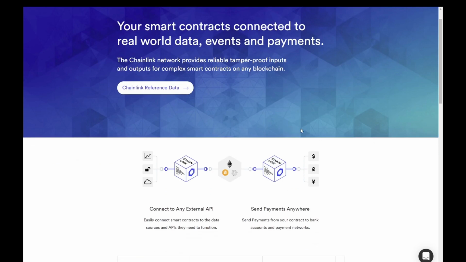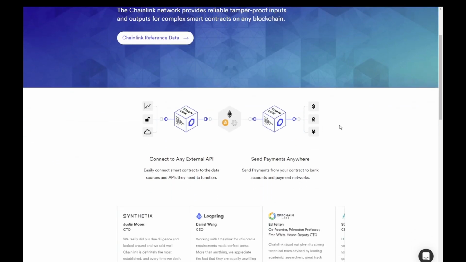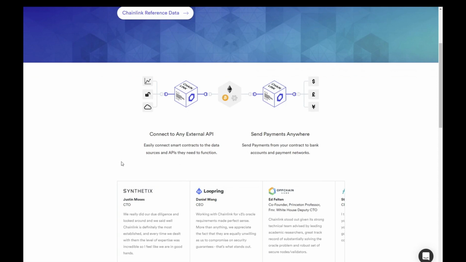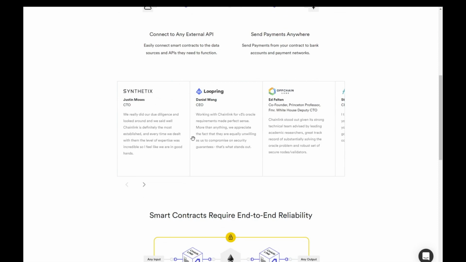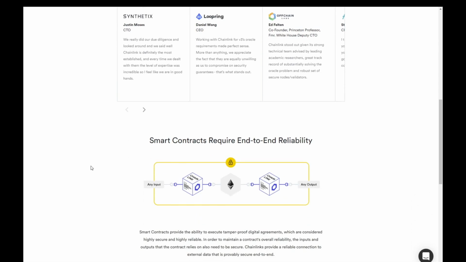And just moving slightly down the website to have a look at some of the other points on here. We have a nice diagram saying that you can connect any external API, easily connecting smart contracts to the data sources and APIs they need to function. And also at the other end, send payments anywhere, from your contract to bank accounts and payment networks. It's a good process that they've built in here, and as you can see further down, we have some people who've used the Link network and their reviews on it, which are quite in-depth.